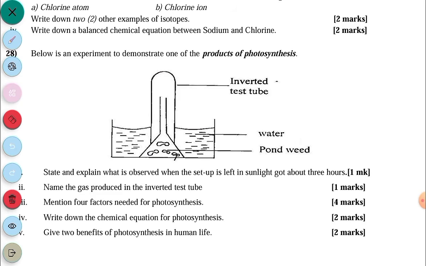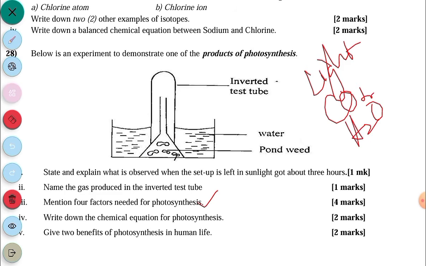Then the next question says, name 4 factors needed for photosynthesis. So the factors needed for photosynthesis include light, CO2, which is carbon dioxide, water, and chlorophyll.